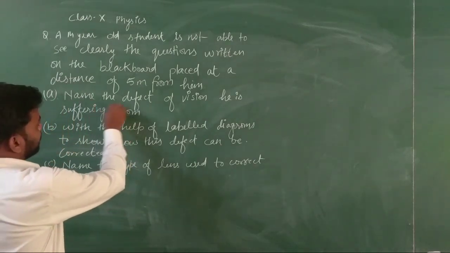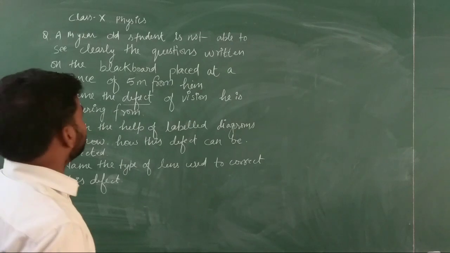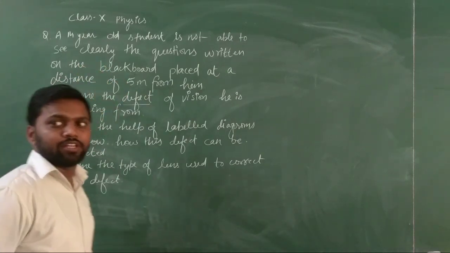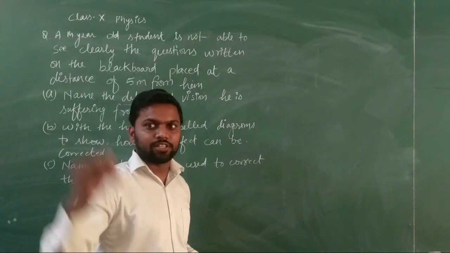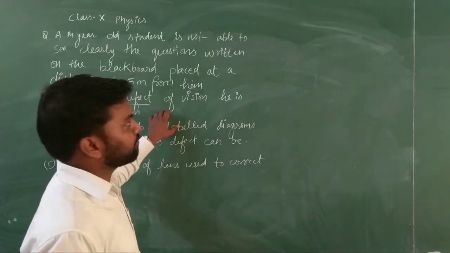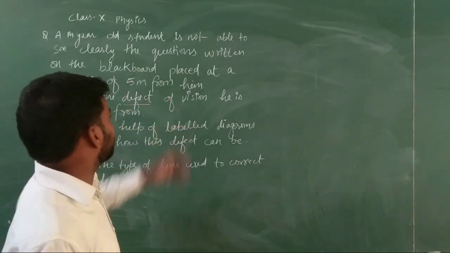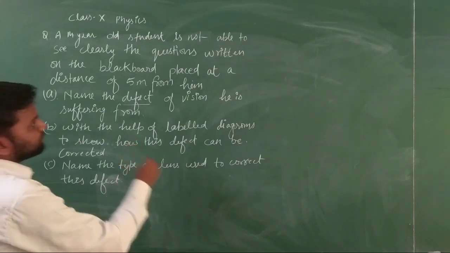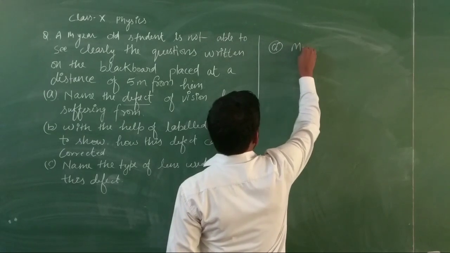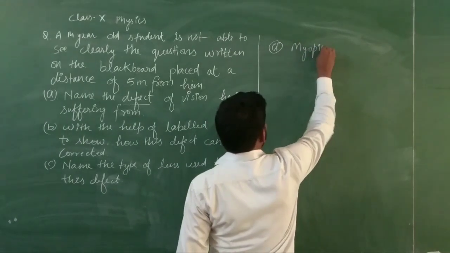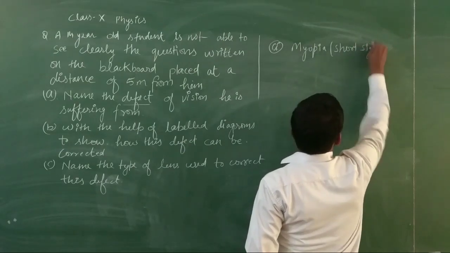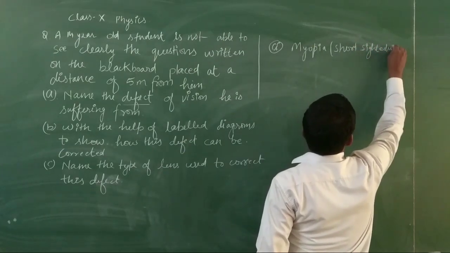So we need to first show the defect of the vision. We can clearly see that he is not able to read the blackboard. It means he is sitting at the back. He is a backbencher and he is sitting on the back side. So definitely he is not able to read this blackboard. So which defect is he suffering from? The defect in this case is myopia, and it is also written as short sightedness.